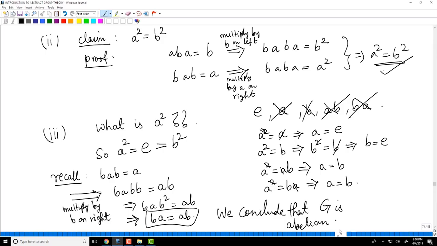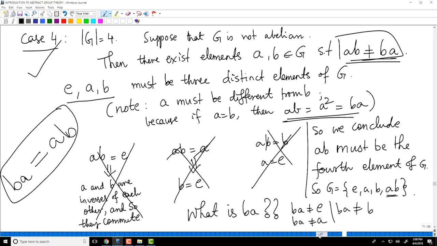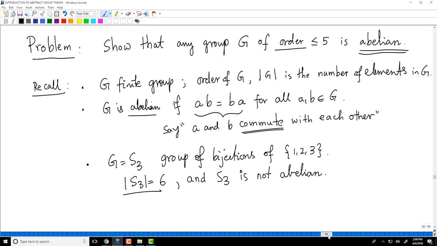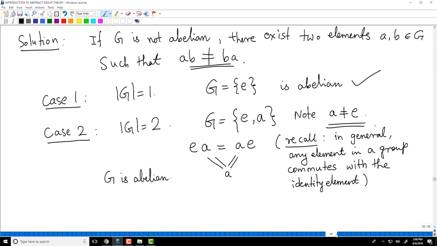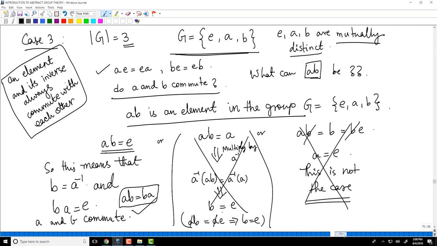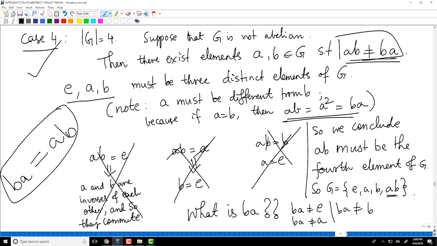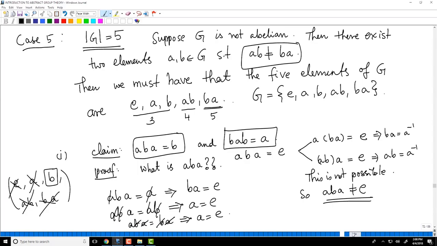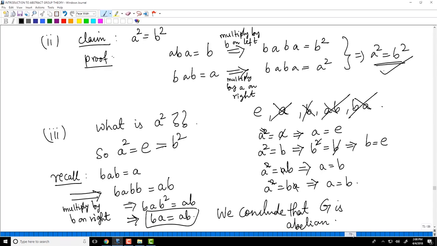Okay, so just to recap what we have done. We wanted to show that any group of order 5 is abelian, and we started by considering order 1, which was very easy, order 2 was also very easy, order 3 was also fairly easy, order 4 was not difficult either because we easily concluded that there is not enough room. Order 5 required a little bit of work, but again we concluded, by systematically using all the properties that a group satisfies, that G is abelian.